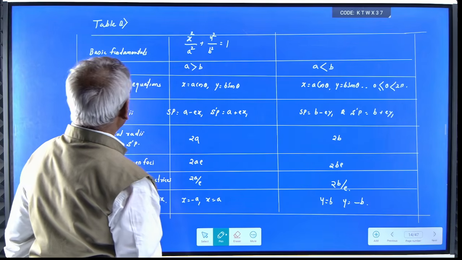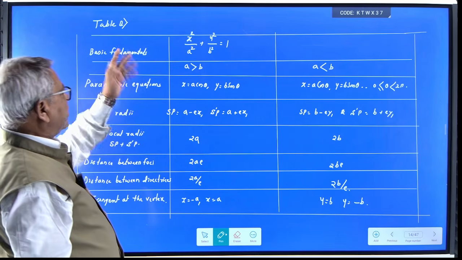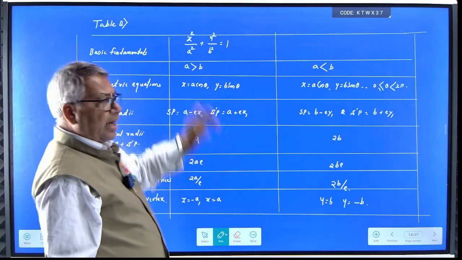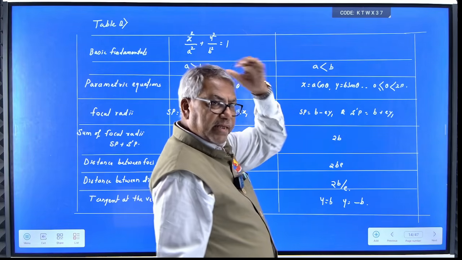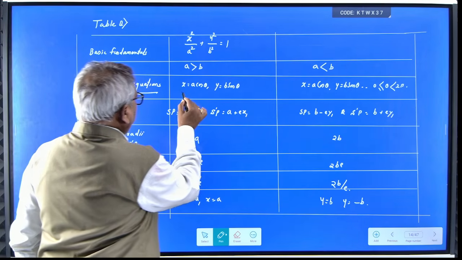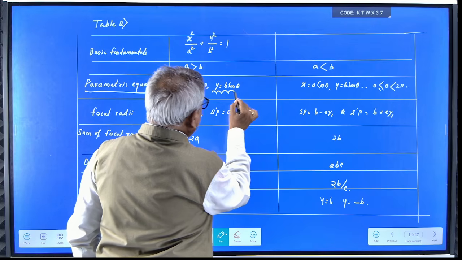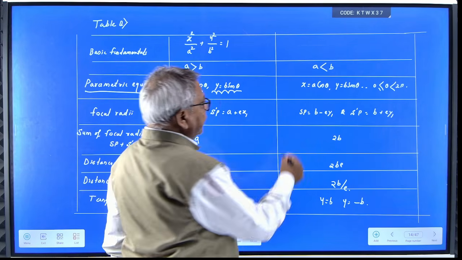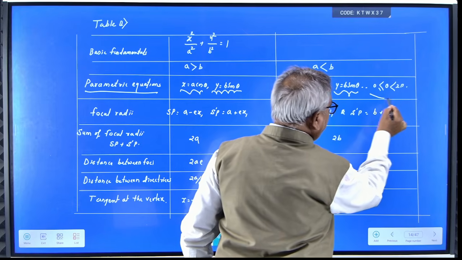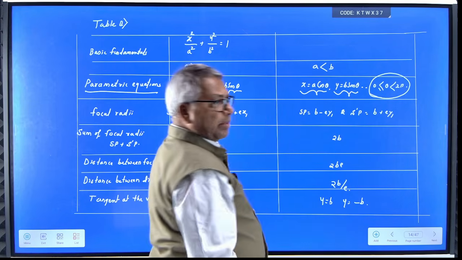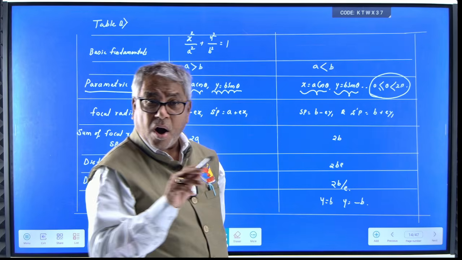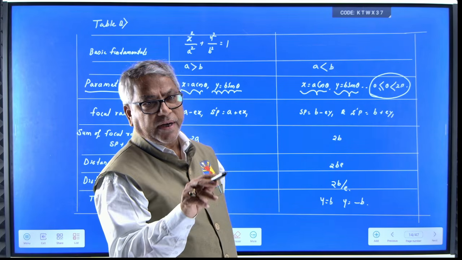So this is table 2, basic fundamentals again. x square upon a square plus y square upon b square equal to 1. A greater than b here; a less than b for the vertical form. Parametric equation: x equal to a cos theta, y is equal to b sin theta, and the same here. Provided theta lies between 0 and 2 pi, not equal to 2 pi.